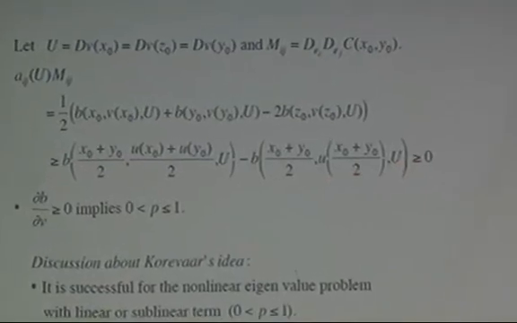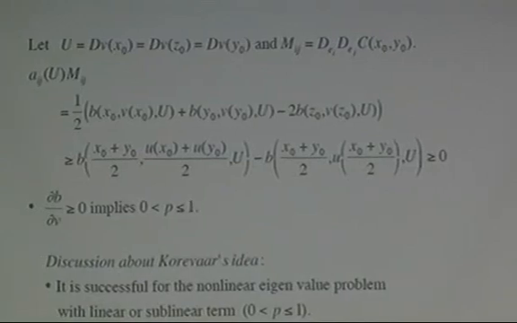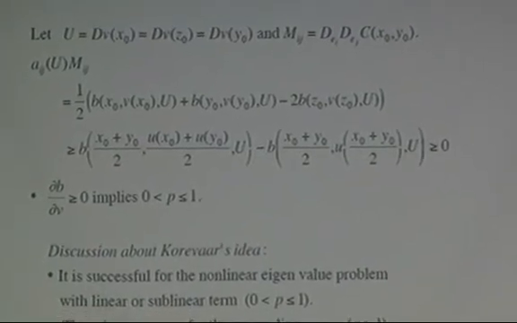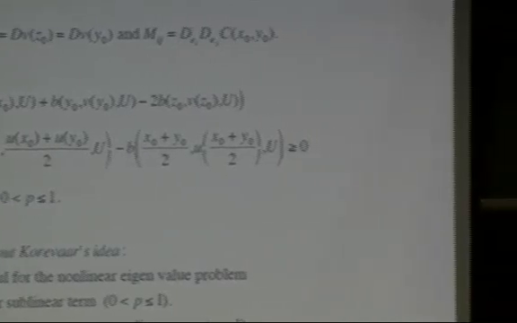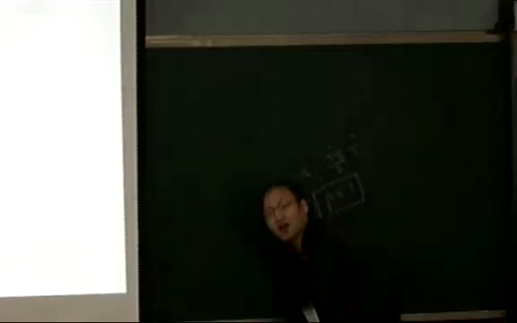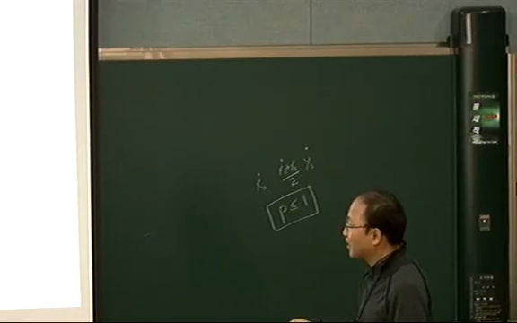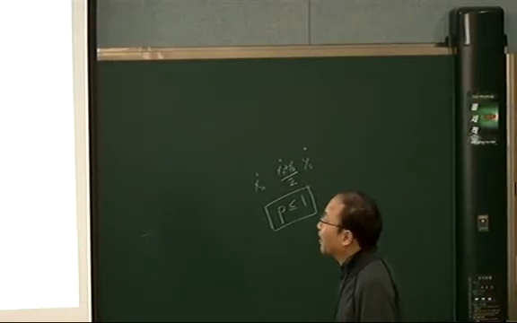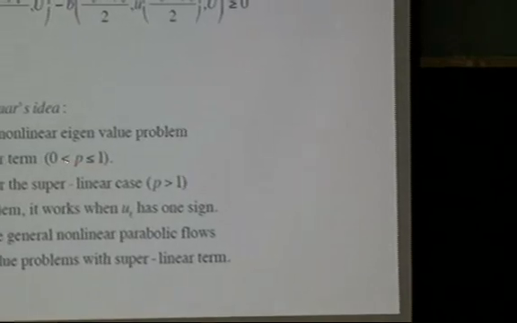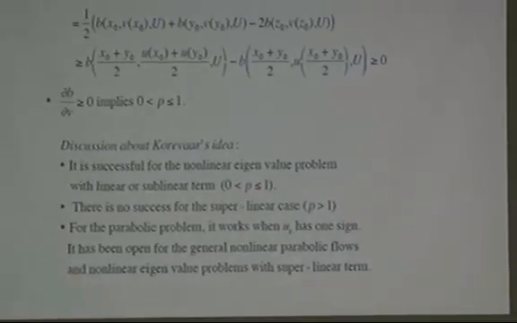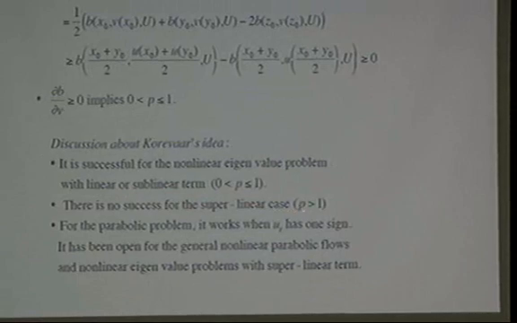Okay. So the main idea, the condition on the B, is you have some condition basically, right? And that one is exactly equivalent to the condition for P. Okay. If P is sublinear, then Korevaar's idea works. Okay. So if you follow carefully, then you can see that, but let me skip. So it is successful for the nonlinear eigenvalue problems if P is less than 1. Okay? But it isn't successful at all if P is greater than 1.